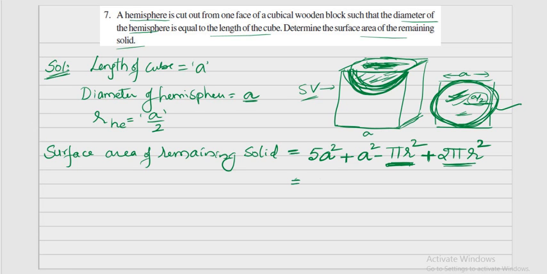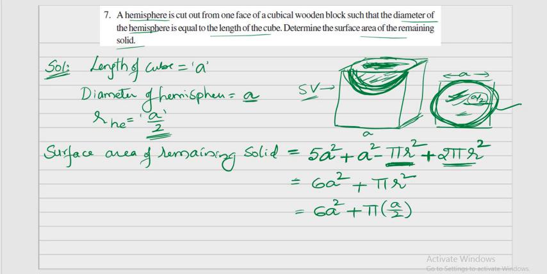Now from this, what I am going to get? So 5a square plus a square is 6a square, plus 2 pi r square minus pi r square is nothing but how much? Pi r square. So 6a square plus pi r square is nothing but my answer. But actually what is r here? R is a by 2. So since I need everything in terms of a's, so I am going to replace r with a by 2.